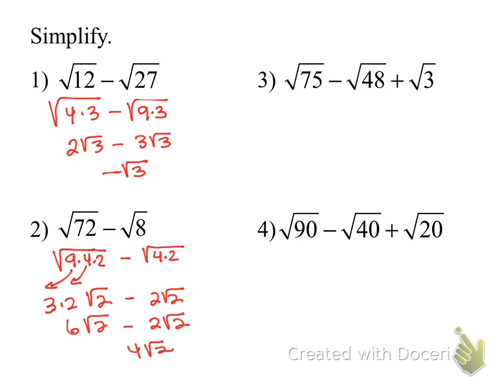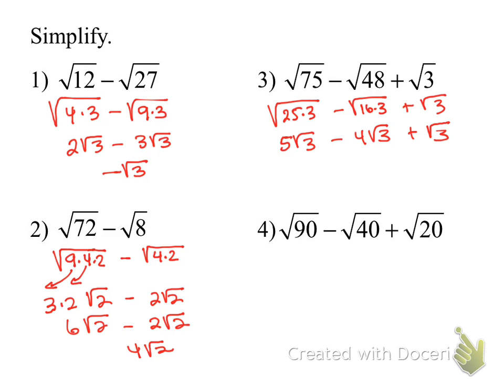So I broke down rad 25 times 3 minus rad 16 times 3 plus rad 3. And that becomes? That becomes 5 rad 3 minus 4 rad 3 plus rad 3. Good. And then 5 minus 4 is? 1, so it's rad 3. Wait a second. 5 minus 4 is 1 rad 3, and then plus another 1 rad 3. 2 rad 3. 2 rad 3s.